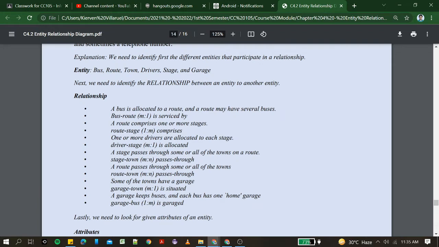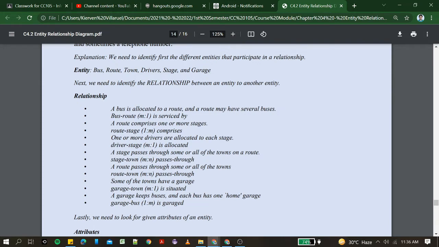Then we have here, one or more drivers are allocated to each stage. Okay. So, sa driver at sa stage, meron ding relationship. Kasi, syempre, yung mga driver ng bus na dadaan sa kanong stage, dun sa route na yon, syempre, maraming bus yun, di ba? Syempre, maraming driver yun. So, that is many driver to one stage. So, one or more drivers are allocated to each stage. So, driver stage, many to one relationship. So, pwedeng magkaroon ng higit sa isang driver sa iisang stage, sa bawat stage, sa isang route.